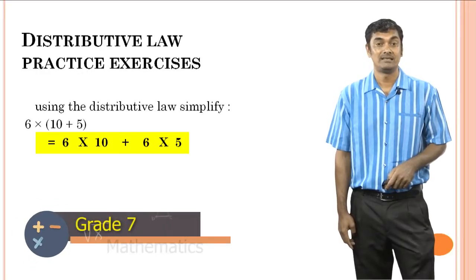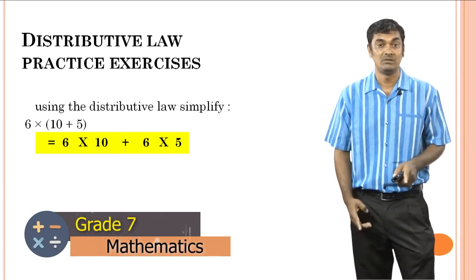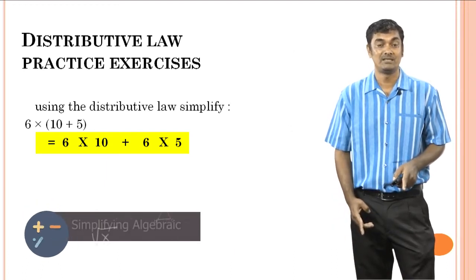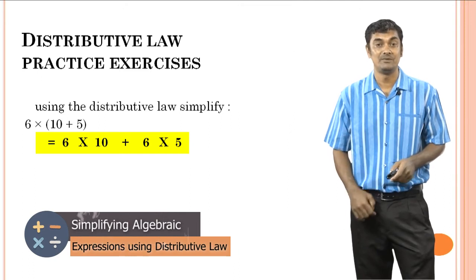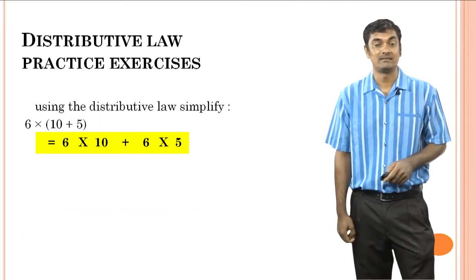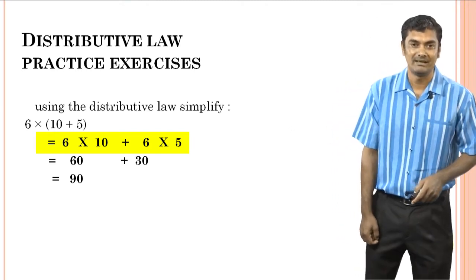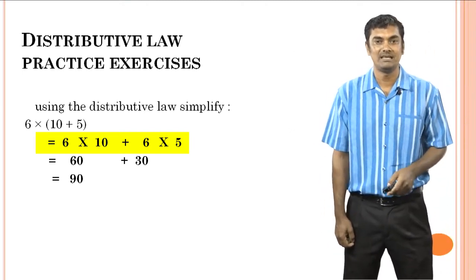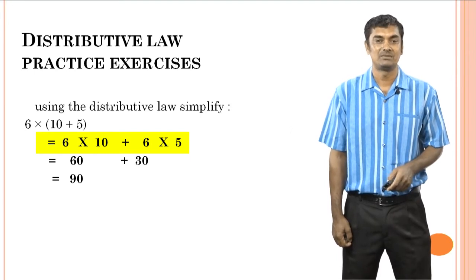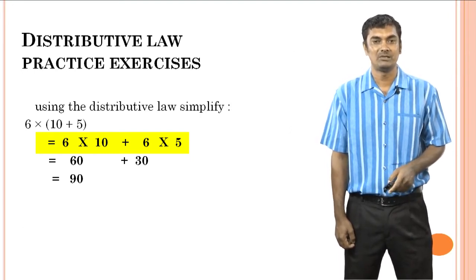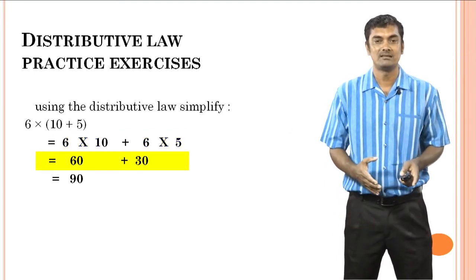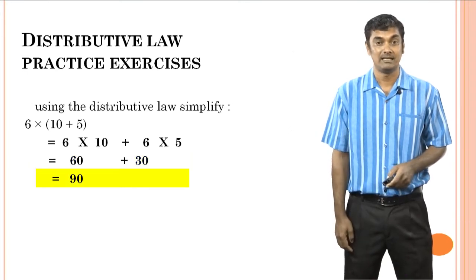Very good. 6 times 10, the first value. Don't forget the plus sign, which is the sum of those two values, and the common factor 6 times 5. In simplifying, yes, you should have 6 times 10, which would have been 60, and 5 times 6, which would have been 30. When we sum 60 and 30, we will get 90.